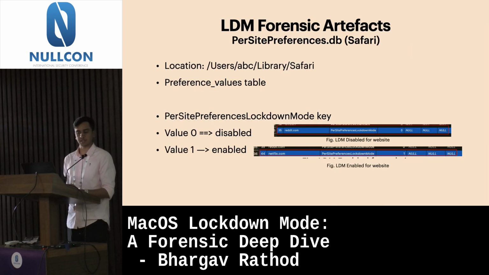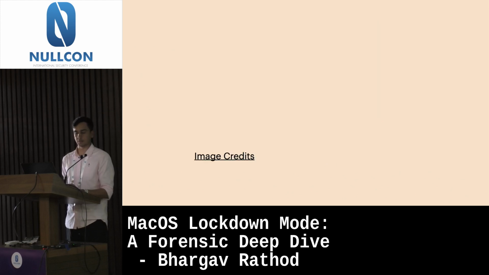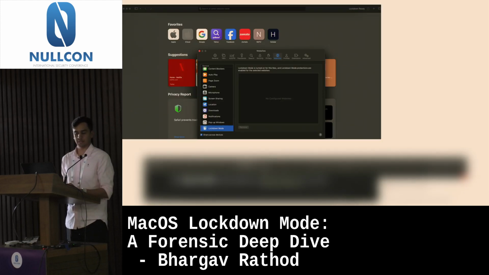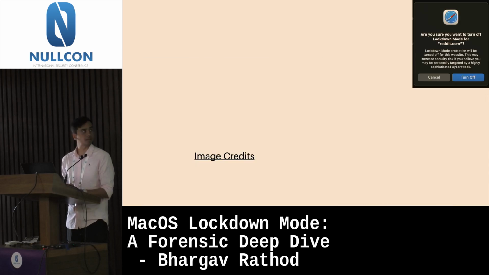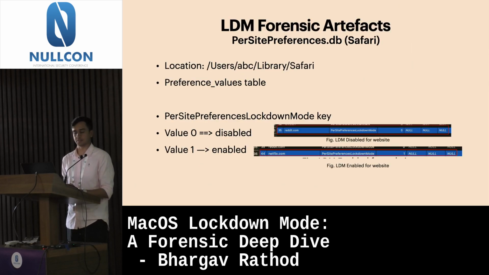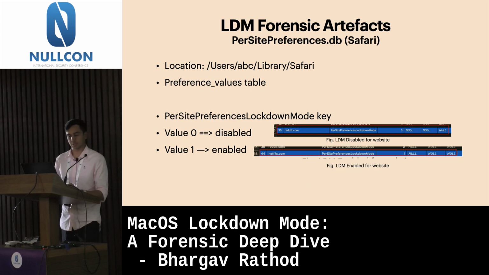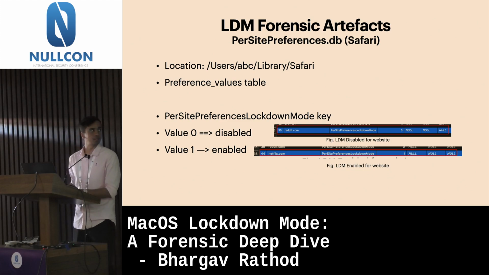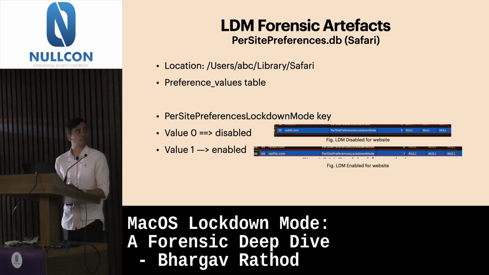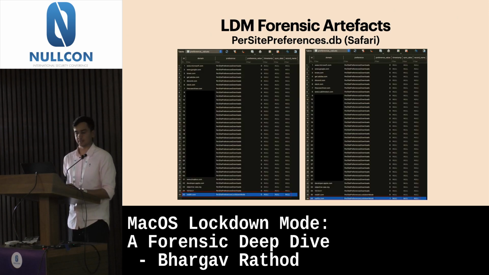Then comes your forensic artifacts, which we just saw here. How is it actually looking under the database file? Safari documents it with a key, I would say, the per-site preferences lockdown mode key. If you have it enabled, it will just say 1 and it will have this value. This is also a pretty good indicator of what the user might have whitelisted or blacklisted. And this is just an overview of the screenshot which I showed in the previous slide.